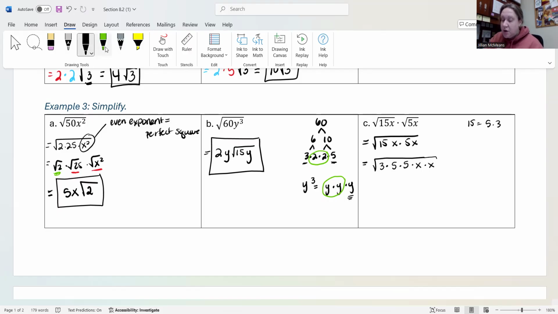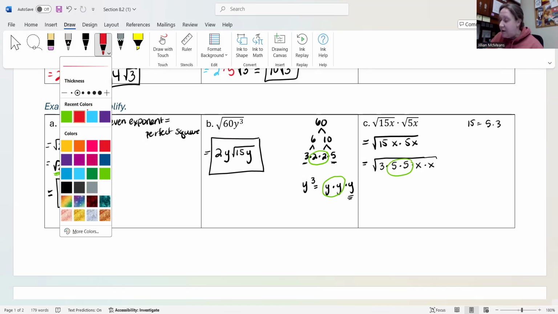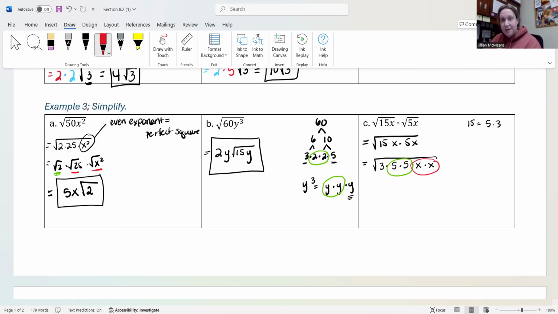Yeah, we do. So if you look here, we have a pair of 5s. So that tells me a 5 can come outside. We also happen to have a pair of x's. So that means an x can come outside. So when we simplify this expression, after we pushed it all under one radical, things were able to merge and come out. So now we can say, well, a 5 and an x can come outside the radical. But this poor 3, bless its heart, it has to stay under the radical. There's nothing to pair up with it. It can't come outside. So our final answer would be 5x square root 3.